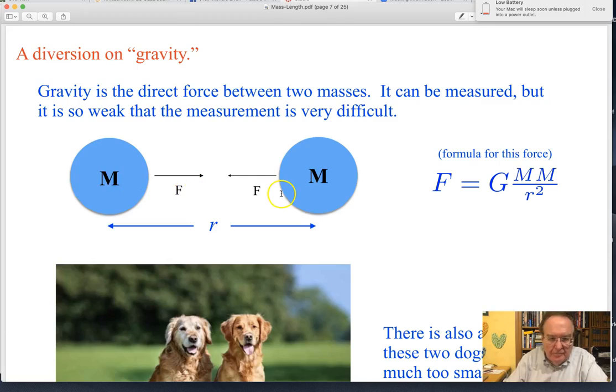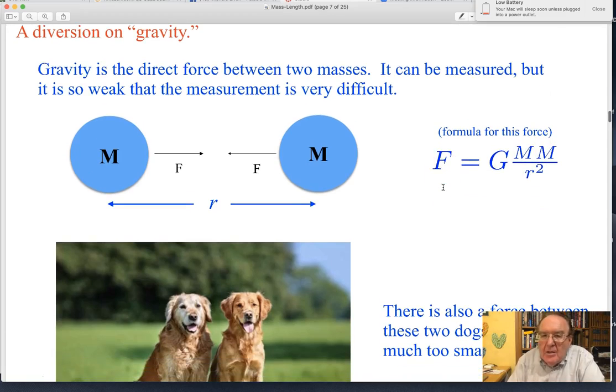2 masses here, separated, their centers are separated by distance r. Those 2 masses feel a force of attraction. Okay, and the force is given by this formula. So you can put the masses in as so many pounds, and the distance in as so many feet, and then the force will come out in, well, the masses should actually be slugs, but in any case, then the force comes out in pounds. Okay, and G has some particular number.